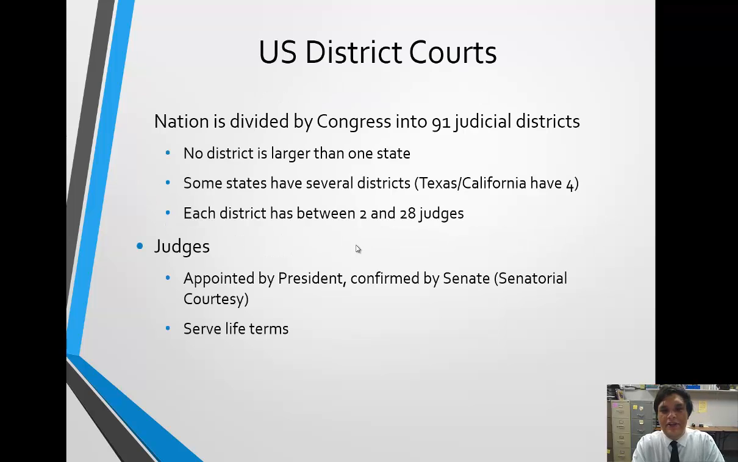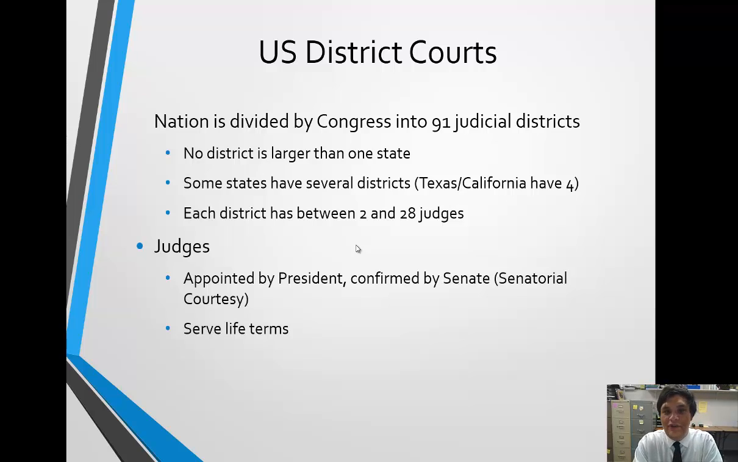All right. So what about the district courts? The nation is actually divided by Congress into 91 judicial districts. So this is where you have more district courts than states. You'll actually have several states that have several district courts within their state borders. No district is larger than one state, so you may have states such as South Dakota, North Dakota, maybe even Rhode Island, that are really small states. They may only have one district court per state, and that district court handles cases within the entire state of South Dakota, North Dakota, Rhode Island, all those smaller states.